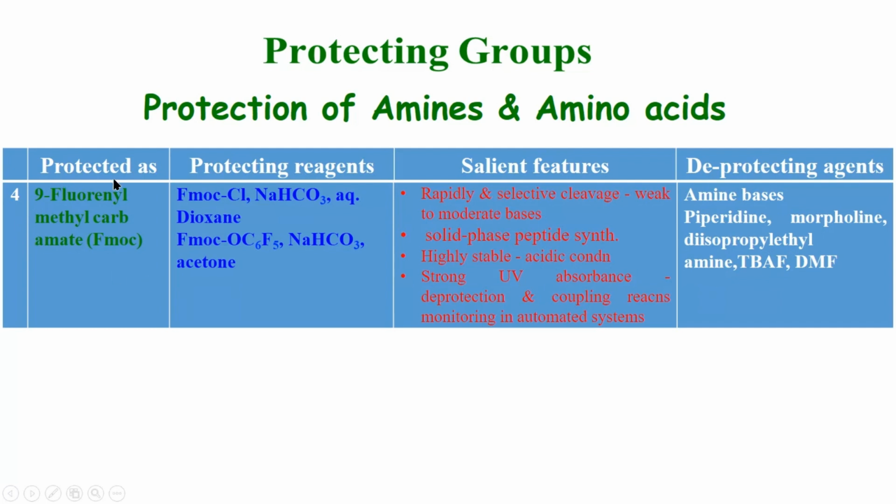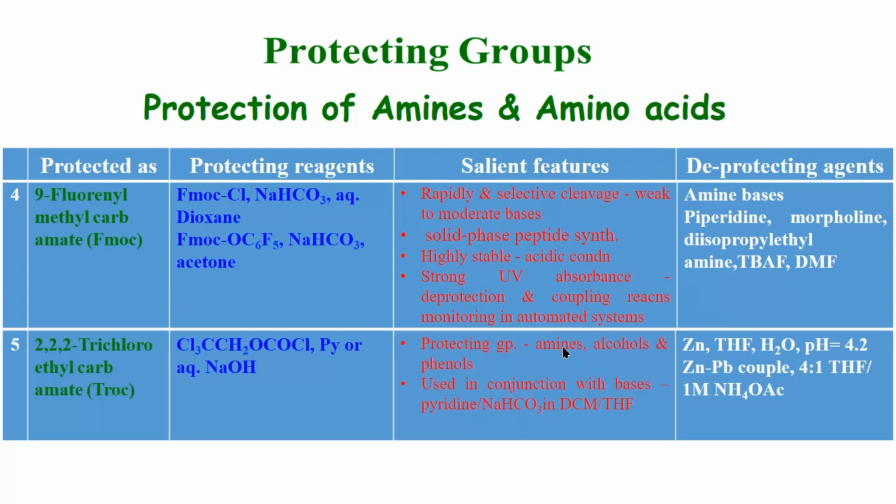This method of protection of amines in amino acids, as FMOC protection, is very useful in solid phase peptide synthesis. They are highly stable towards acidic conditions, and as this 9-fluorenyl methylene group has a tendency of strong absorbance of UV light, they can be monitored by using UV rays also in the automated solid phase peptide synthesis.